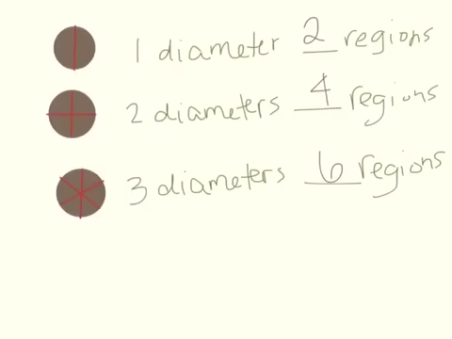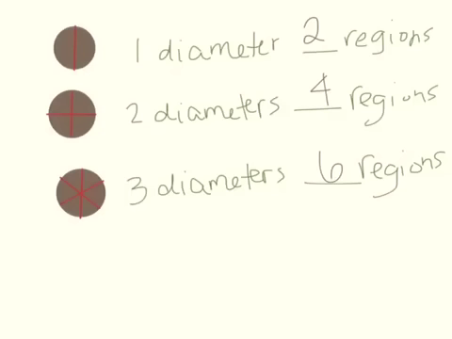So how is the number of regions of each successive circle related to the number of regions in the previous circle? Well, there are 2 more regions in each circle than in the previous one. If we did 4 diameters, we would have 8 regions, and that's 2 more than 6. If we had 5 diameters, we would have 10 regions, and that's 2 more than 8, and so on and so forth. So go ahead and write your answer down.